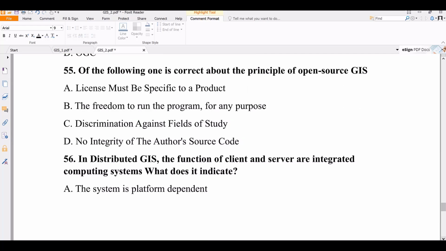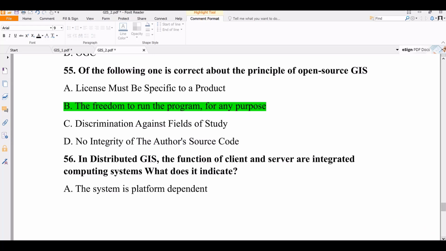Question number 55. Which of the following is correct about the principles of open source GIS? License must be specific to the product. No. The freedom to run the program for any purpose. Great. Discrimination against fields of study. No. No integrity of the author's source code. No. So the answer is the freedom to run the program for any purpose.